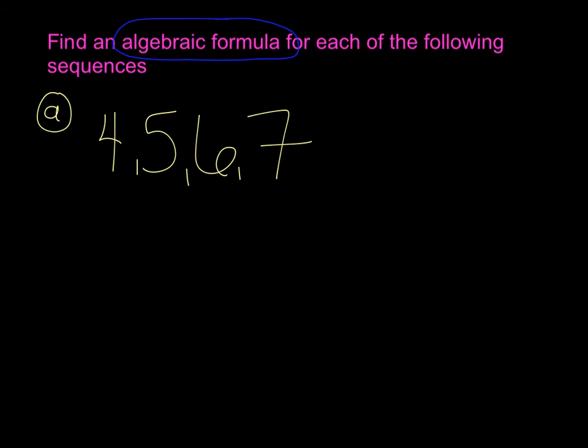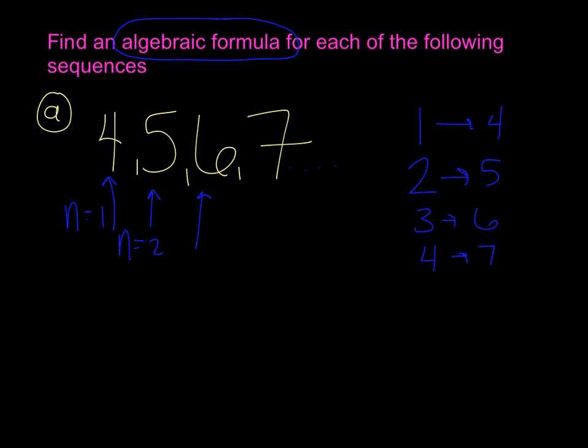I'm basically looking for the pattern that goes 4, 5, 6, 7, etc. This can go on. So I'm saying when I plug a 1 in, when I let n equals 1, I have to get a 4. So I make a little key for myself. 1 has to turn to 4. When I plug in a 2, I have to get a 5. So 2 has to turn to 5. When I plug in a 3, I need to get a 6. And when I plug in a 4, I need to get a 7.